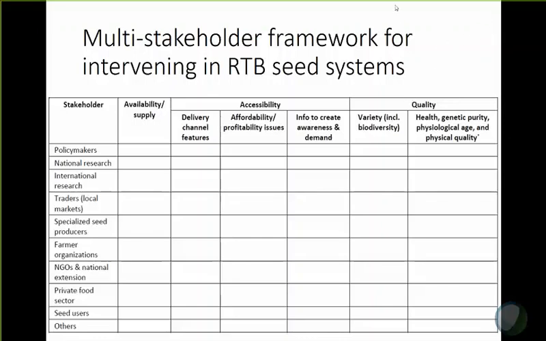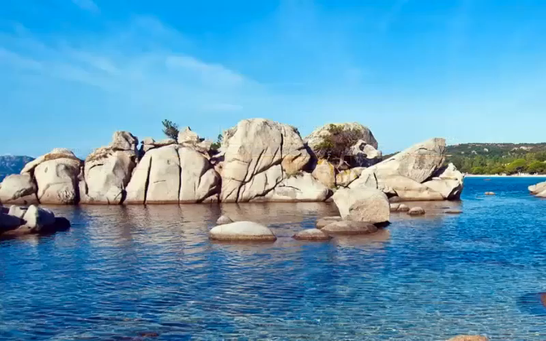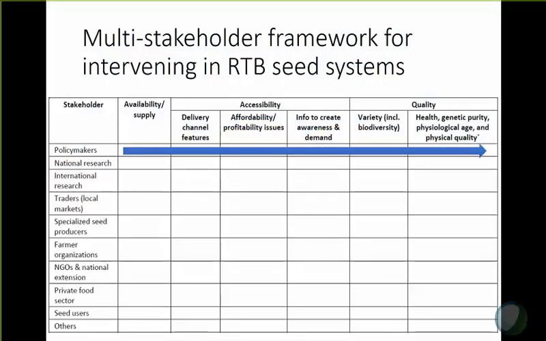Okay, continue. So the idea is to use this tool to analyze, for example, availability, accessibility, and quality from the perspective of a certain stakeholder. So, for example, in this case, we can have the analysis from the perspective of policymakers. What is the perspective about availability, accessibility, and quality according to policymakers? Or we can have the analysis the other way. What is the availability regarding the perspectives of different stakeholders, from policymakers to seed users?